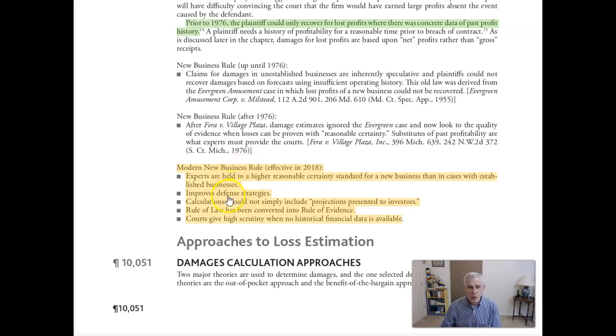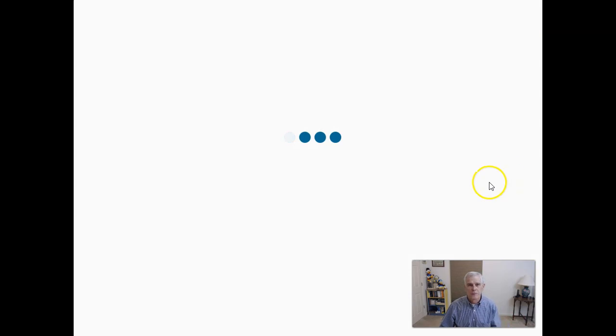What this does is improve the defense's strategies. Why? Because they're trying to say, no, the plaintiff's numbers are not correct. Look, they just made all this stuff up. It was a brand new company. How could they come up with such high numbers for loss of sales and net income? And so the others, you can read down through here. It's very interesting looking at an old business with historical data compared to a new business with not much data to work with.